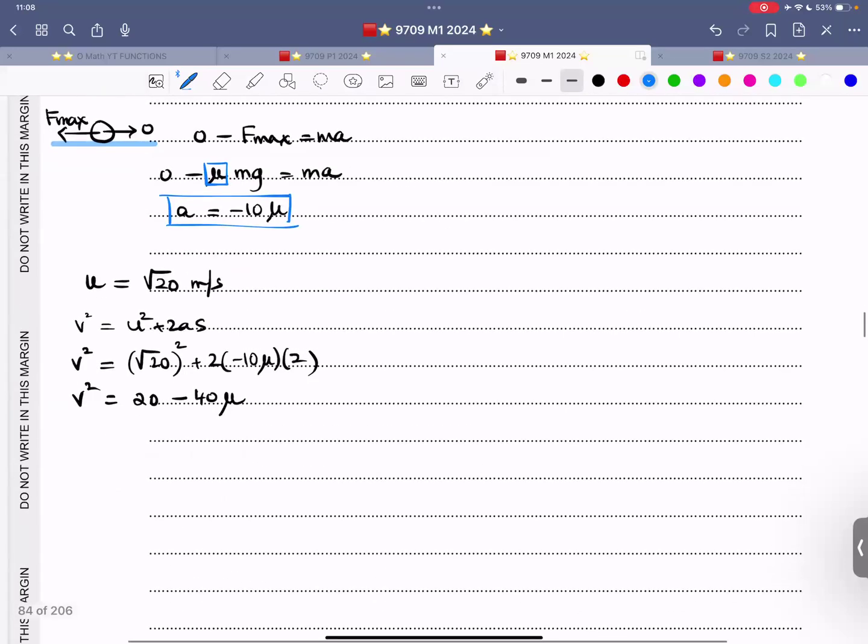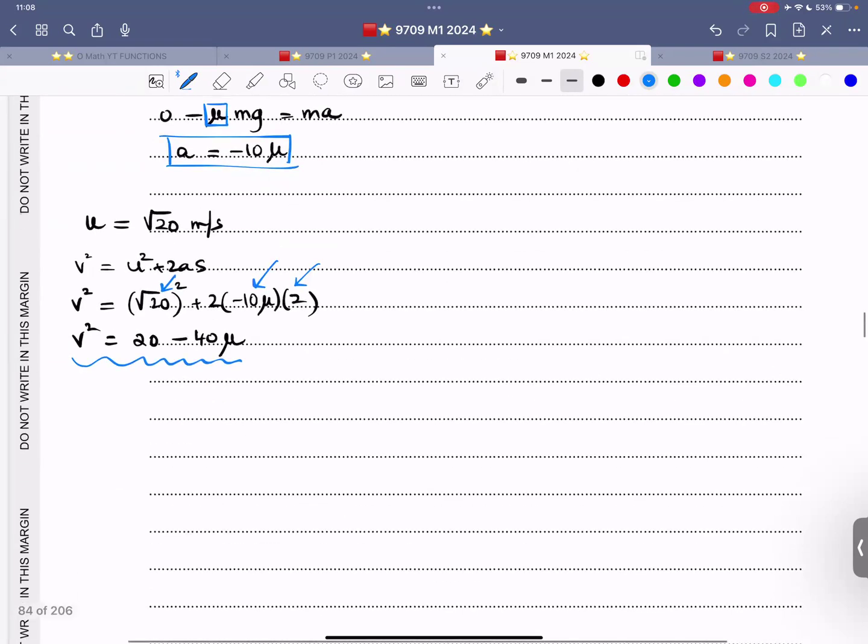Now v square is equal to u square plus 2as. So this a is plugged in over here, this u is plugged in over here, and the distance is 2 meters. Now I'm getting v square as this thing. No need to take the square root, just leave it as it is. Now, what should we do? Let's go to the third stage of the journey.